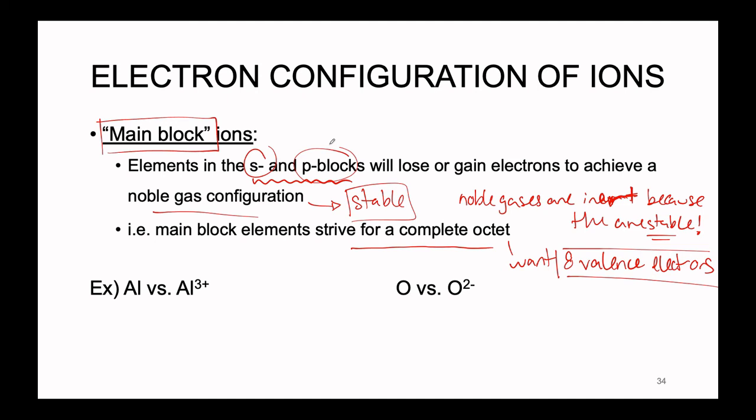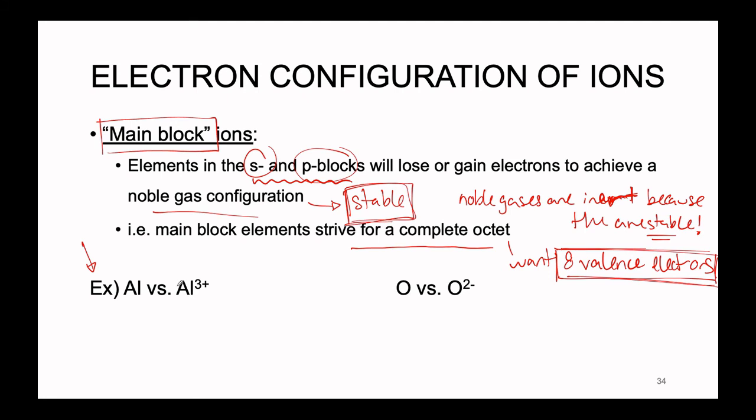Whether the atom ends up turning into a cation or it turns into an anion, what we're looking for is the path of least resistance that gets us to 8 valence electrons. Again, because 8 valence electrons signifies that we are working with something with a noble gas configuration that is very, very stable. So for an example, let's look at aluminum versus oxygen.